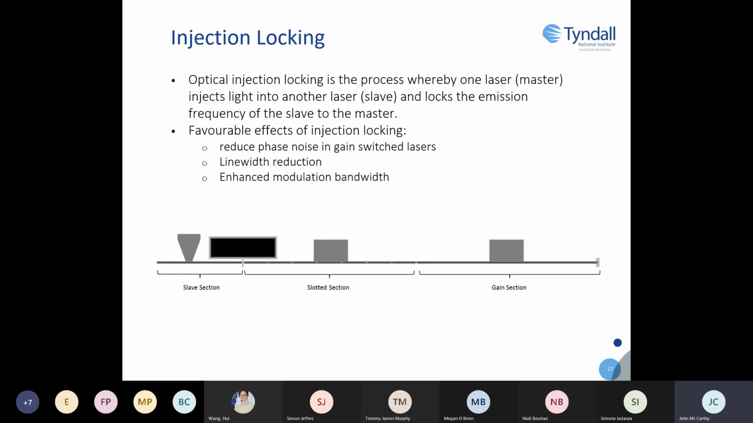These advantages include the reduction of phase noise in gain switch lasers, and injection locking on gain switch devices has been demonstrated to increase the side mode suppression ratio, or SMSR. So injection locking means that the slave laser will be optically phase locked to the master. The master will be more heavily biased than the slave, so while no isolator exists between the two lasers, the asymmetric bias regime would allow for injection locking.